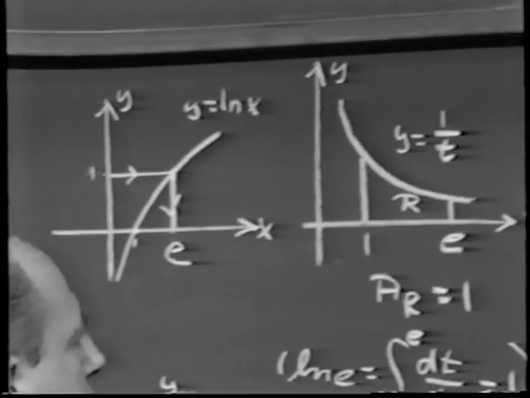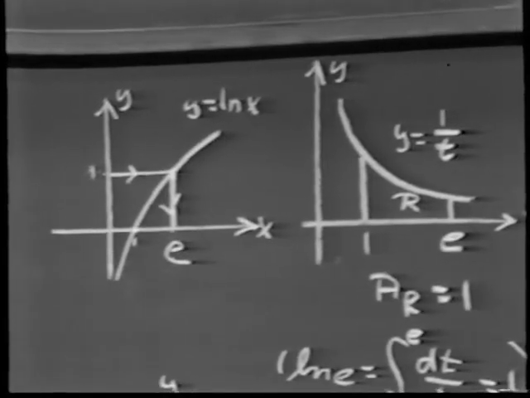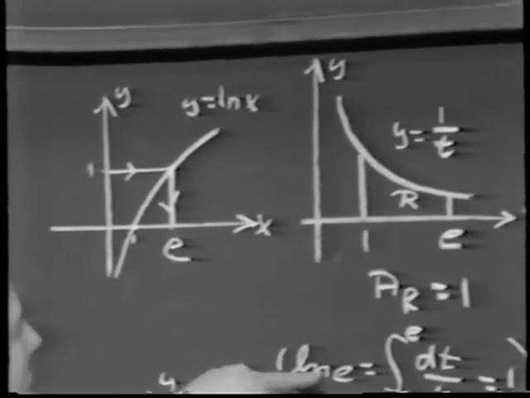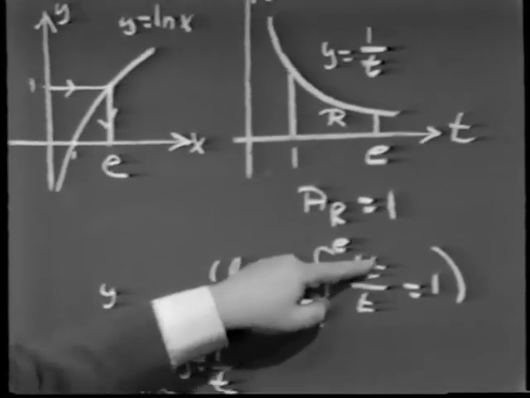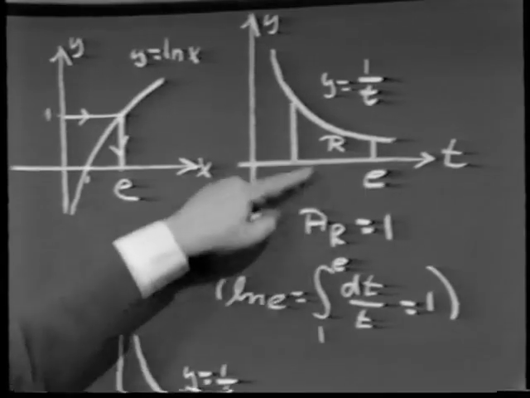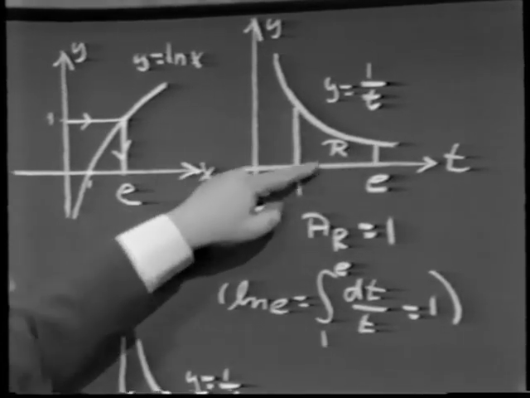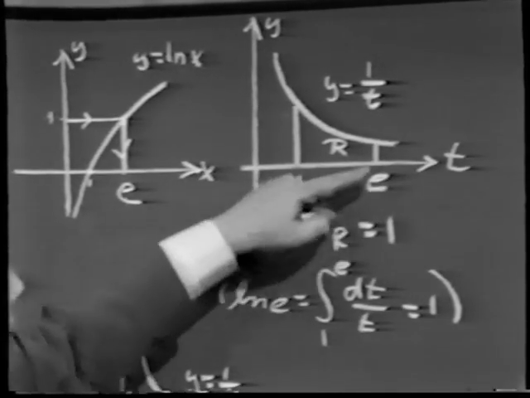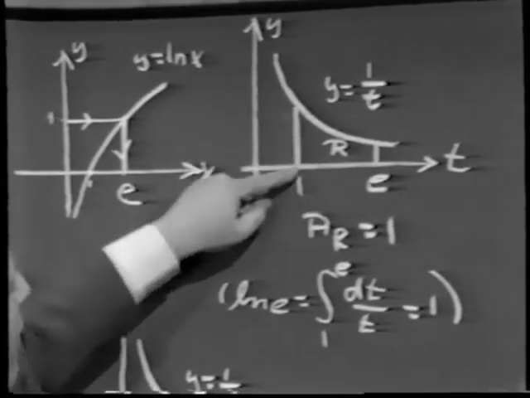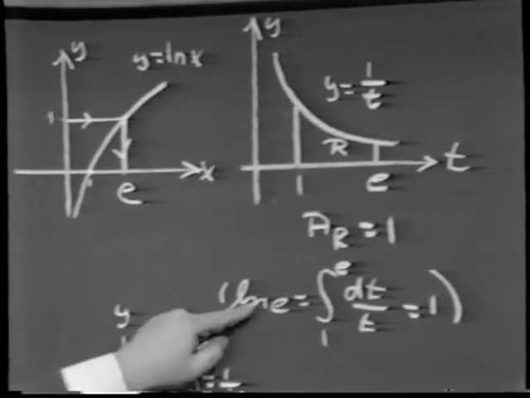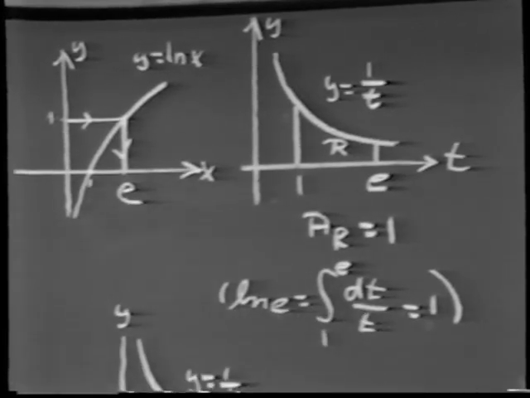If I wanted to use integral calculus, notice that the log of e, by definition, is what? The integral from 1 to e dt over t. That's the area of this region R. Now, what do I want e to be? I want e to be that number that makes this area 1. In other words, I want the natural log of e to be 1.